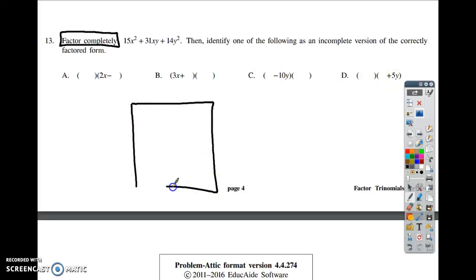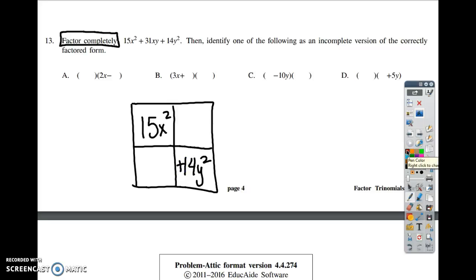So in the box, we're going to put 15x squared in the front, and we're going to put 14y squared in the back. That's a positive. And because there is an x squared in the front and a y squared in the back, we're going to have x times x, and we're going to have y times y. So then we do the factors. We need to find factors of 210 because we get 210 from multiplying 14 times 15. So we have a lot of numbers that we can work with.